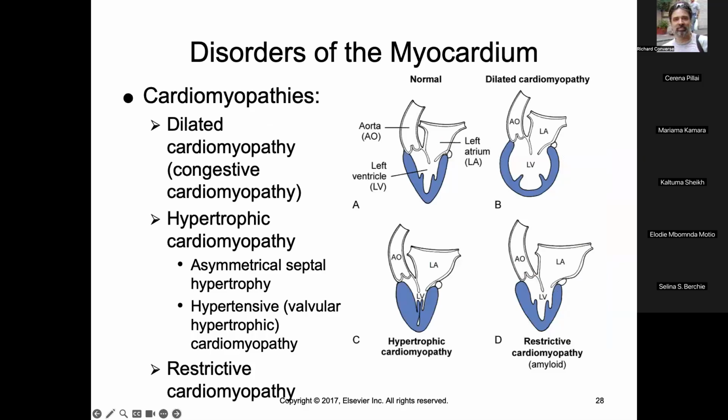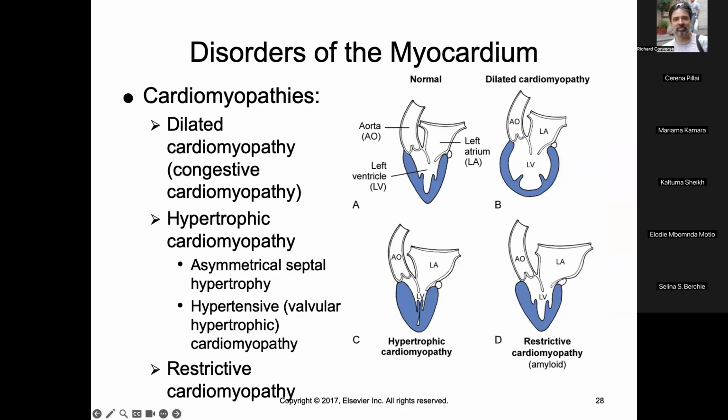Cardiomyopathies include dilated cardiomyopathy, which can be an outcome of congestive heart failure, and hypertrophic cardiomyopathy, which can be broken down into asymmetrical septal hypertrophy and hypertensive cardiomyopathy. And then finally, we have restrictive cardiomyopathy. And you can see them all diagrammed here on the right.